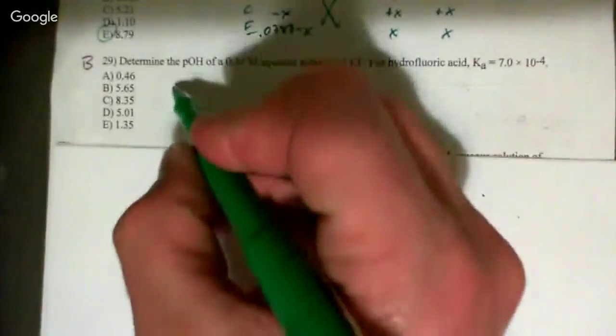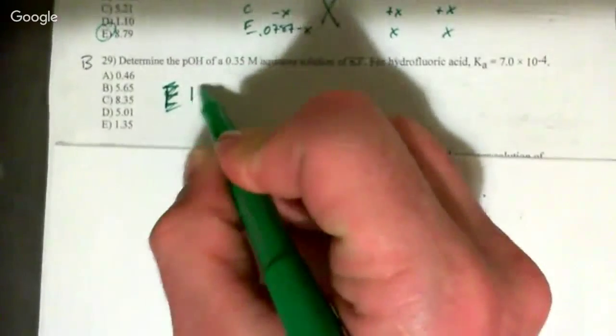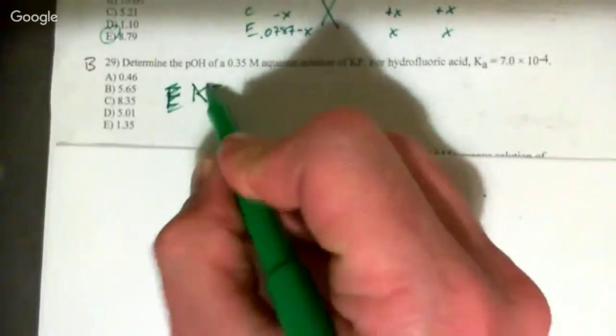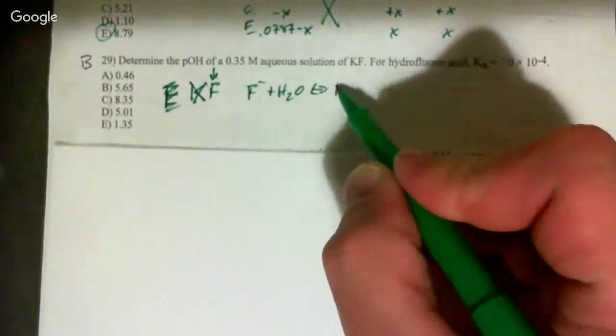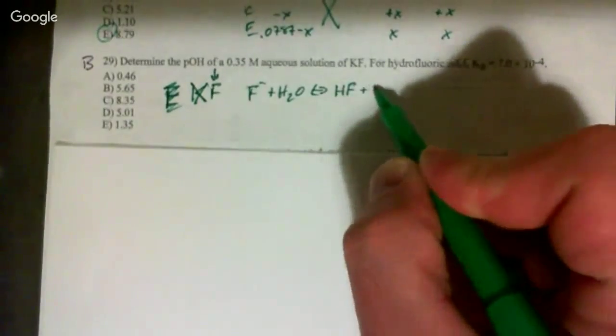Determine the pOH of a KF solution, giving us a Ka value. So what do we concern ourselves with? We've got KF. Not going to worry about the K. I am going to worry about the F because the F minus in water could certainly act as a base and make some HF and some OH minus.